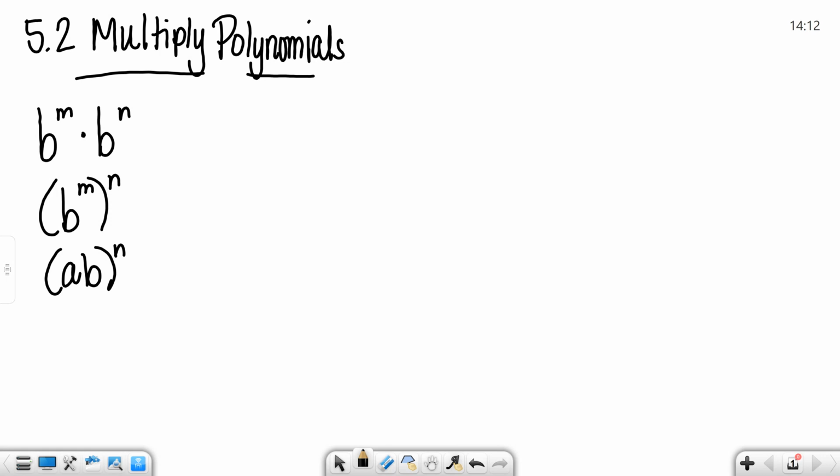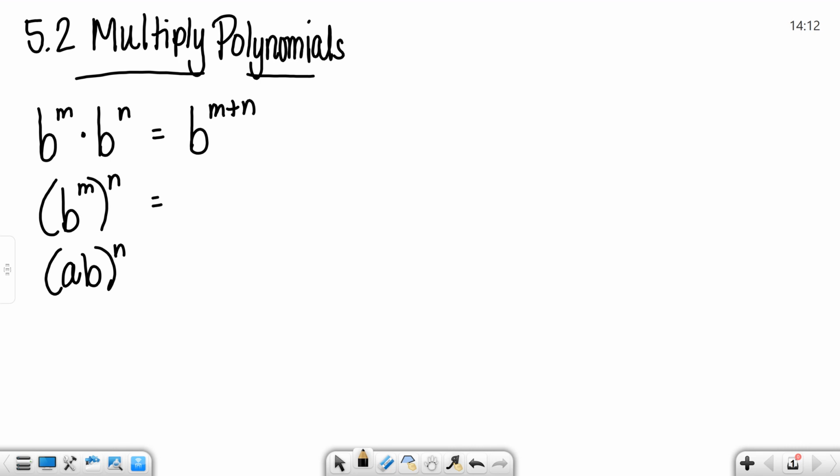All right, lesson 5.2 for Math 100 is multiplying polynomials. So we've talked about what polynomials are, and now we're going to actually multiply them. Okay, the first example is a rule here, b to the m times b to the n. As long as those bases, the letter b, are the same, when we multiply, we add the exponents.